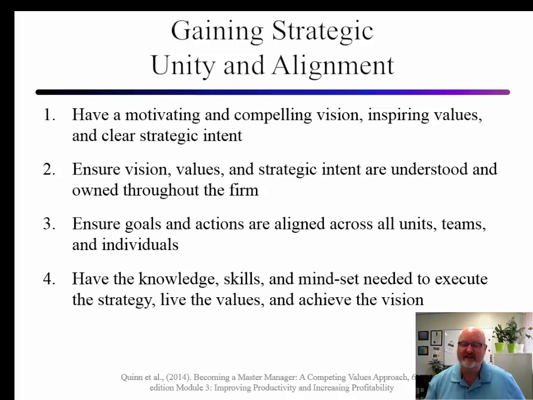Have the knowledge, skills and mindset needed to execute the strategy, live the values and achieve the vision. Really, really important to ensure that you represent the values and vision that you're trying to achieve at all times.